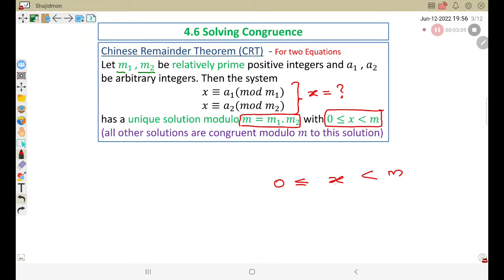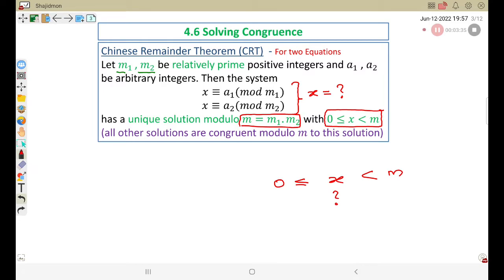What is that solution? This solution we need to calculate. What is that x number? Only one solution, and all other solutions congruent modulo m to this solution are also solutions. We have many solutions for this system, but we are finding the unique solution with 0 less than or equal to x less than m. That means in this interval, that positive solution we are calculating here. So this is the Chinese remainder theorem.